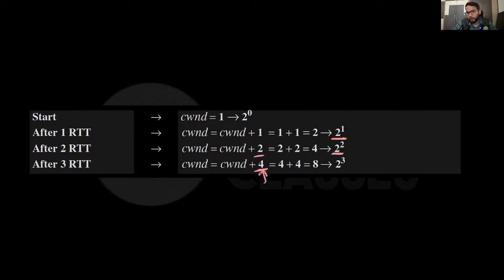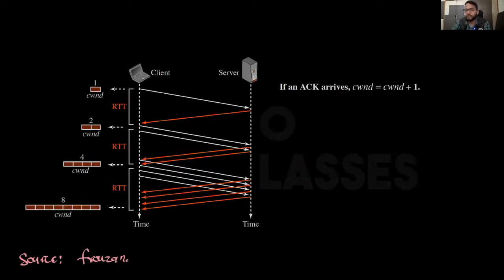Why are we incrementing by 4? Because we are sending the 4 packets and we will be receiving the 4 ACKs. That's why we are incrementing by 4. Anyway, I hope you understood using this diagram, right? So after every ACK we are incrementing by 1, but after every RTT we are doubling it. So that's the difference here.